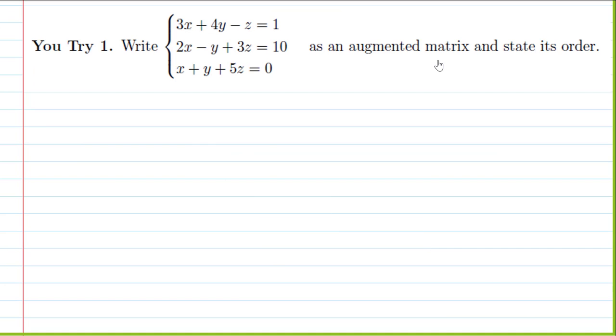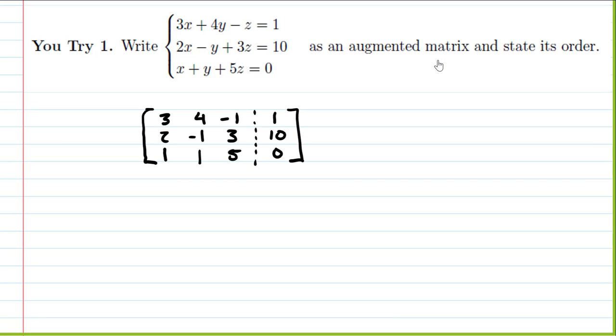All right, so let's go ahead and do this. We're going to have a 3 by 4 matrix for our augmented matrix. Our first column is going to be 3, 2, 1. Our second column is going to be 4, negative 1, and 1. Our third column is negative 1, 3, and 5. And our last column is 1, 10, and 0. So that would represent our matrix.